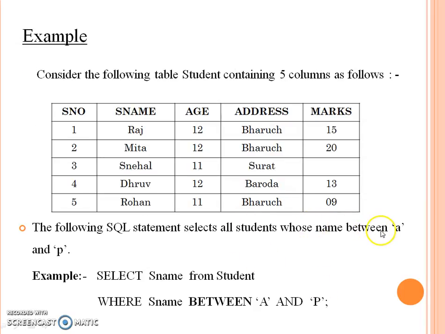Again, if I have to compare names, that is, who are all the students whose names are lying between A and P, I would write a query for the table as select S name from student where the column to be checked for values is S name between the values of the specified range, A and P, right? So the output I am going to get is the names of students, all those who are starting with and coming between the range A and P.